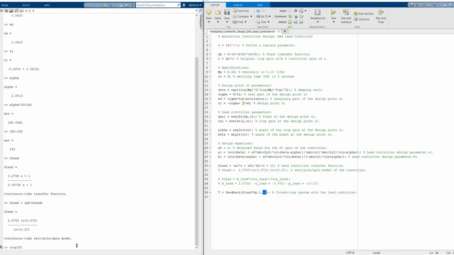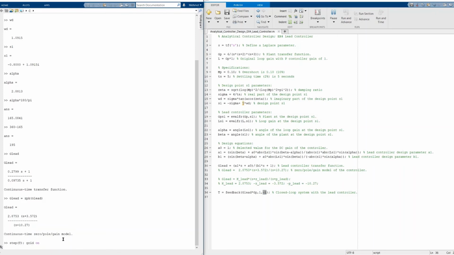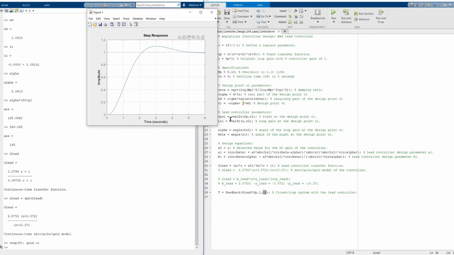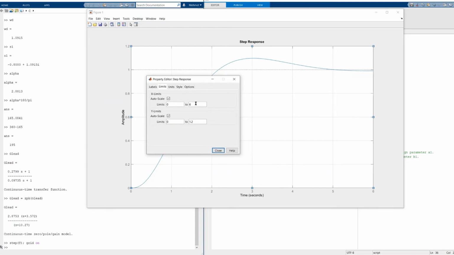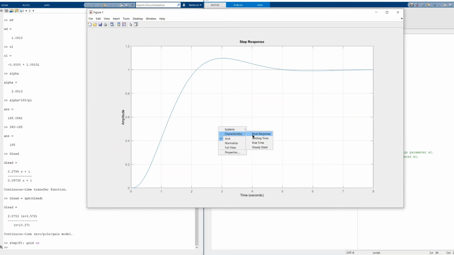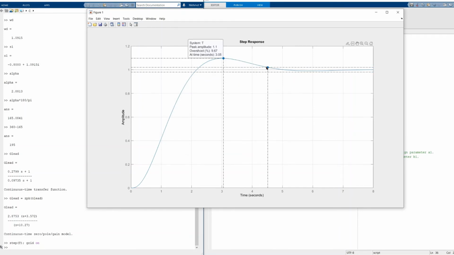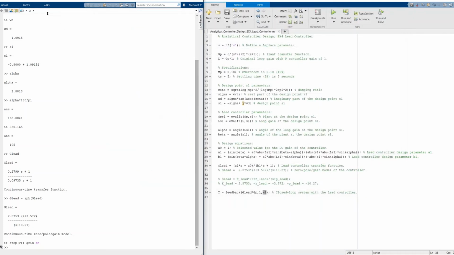Okay, if I now plot this, the step response, and I will also make the grid on, you will have the following plot. I will make it a little bit larger and also make the limit to maybe 8 seconds. You can see what's actually happening with the peak, exactly what we have discussed in the calculation section. And we have now 4.51 seconds for the settling time, and this is 9.67%.